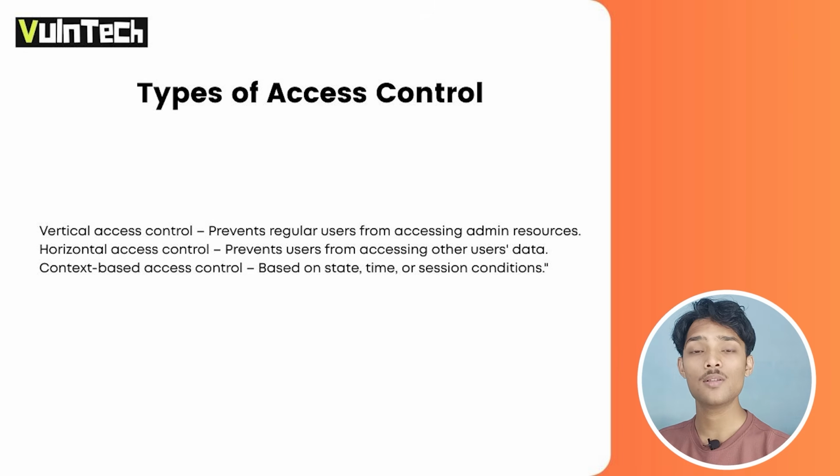Now what happens in vertical access control? It prevents a regular user from accessing the admin's resources or admin panel. Horizontal access control prevents a normal user from accessing other users' crucial details, whether it's their data or their password or anything. Context-based access control depends on session ID and time, and that can actually act as session hijacking as well.